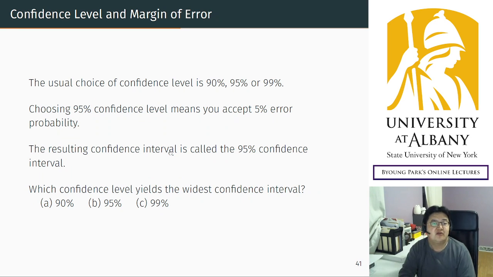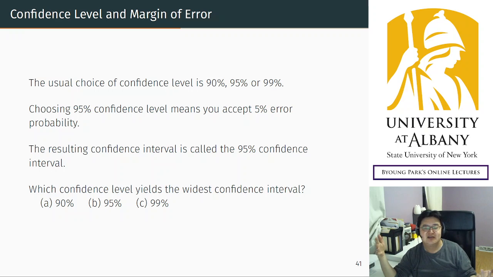So think about this. The usual choice of confidence level. You have to choose between those trade-offs, you have to choose the confidence level. The typical levels are 90%, 95%, or 99%. They are typical textbook levels, and in practice, you may choose different ones. But in textbooks, those three are the most common examples.